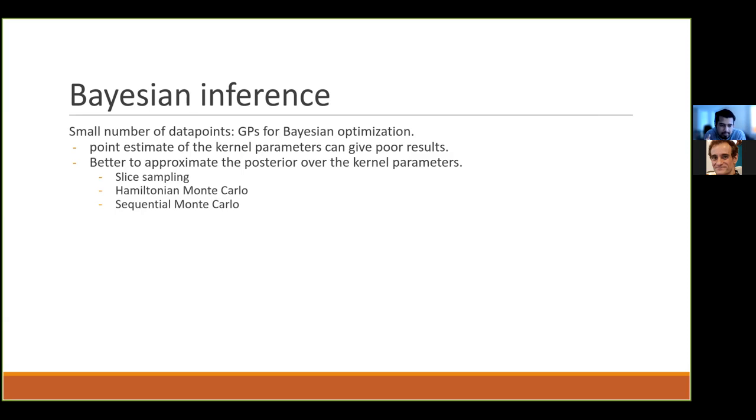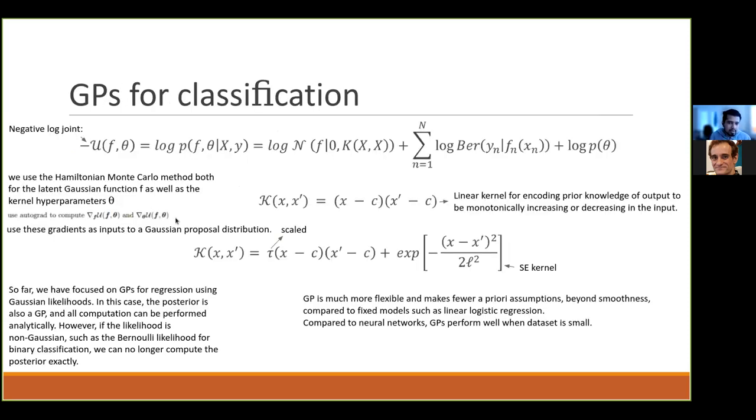Okay, so GP is really good for representing a small number of data points. However, if we try to estimate kernel parameters, then it's kind of bad. So in those situations we have approximate solutions. Those approximate solutions are things like Hamiltonian Monte Carlo, and all that I mentioned there.